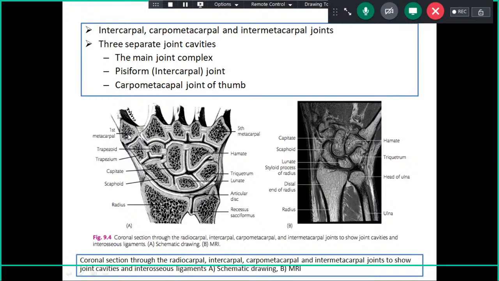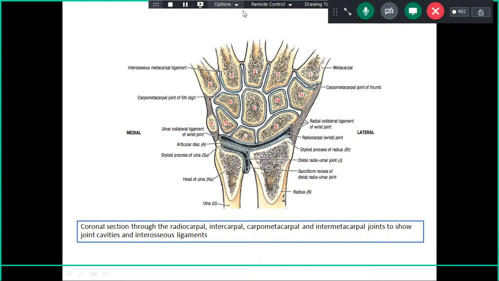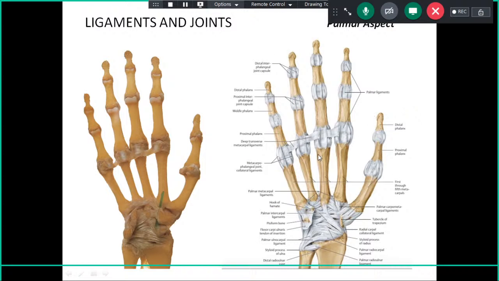Alright, appreciate in this image as such, we have the label, scaphoid, lunate, triquetrum. This is from Grant's Atlas, scaphoid, lunate, triquetrum, and these bones here, the joint cavities. When we talk about the joints, again this is reinforcement. There are a lot of ligaments which are binding around the joint cavities. So there is an extensive array of ligaments around your carpal joints.